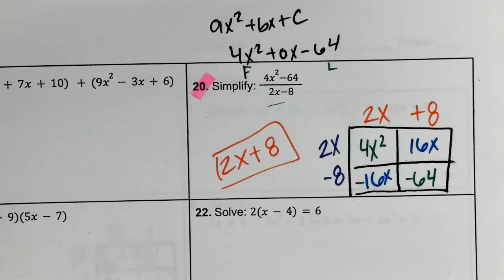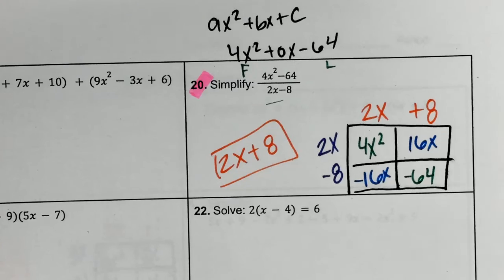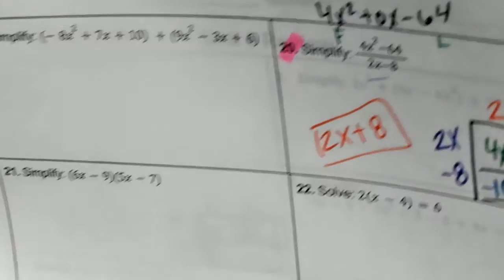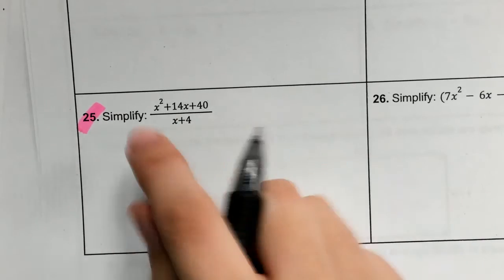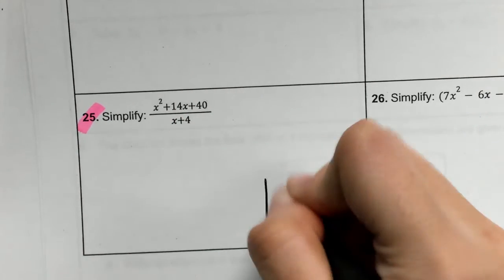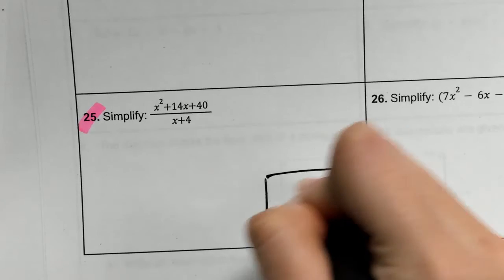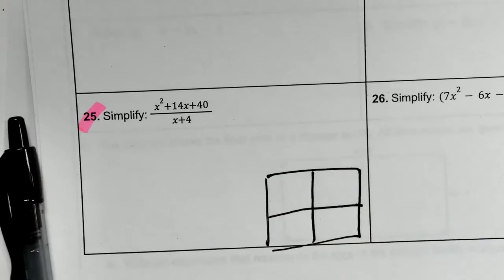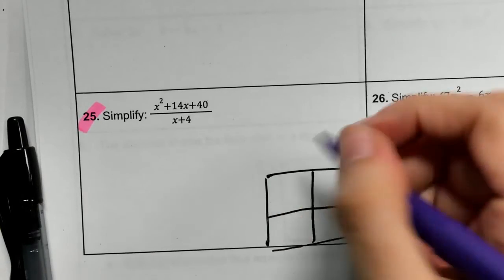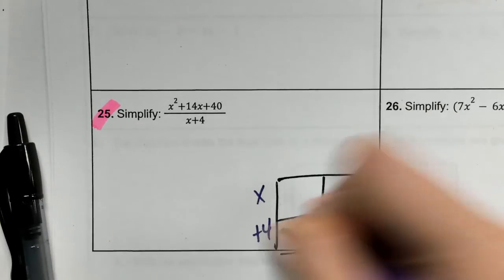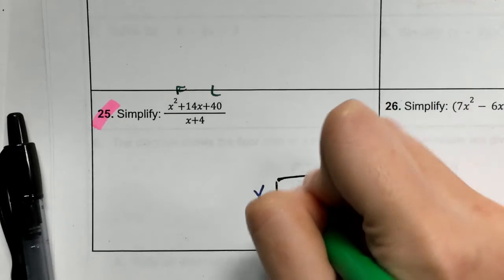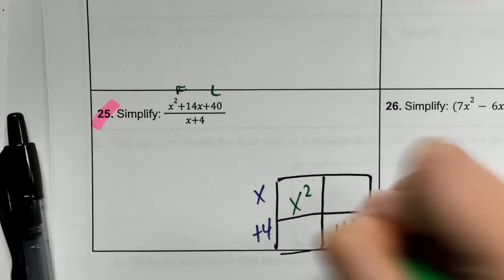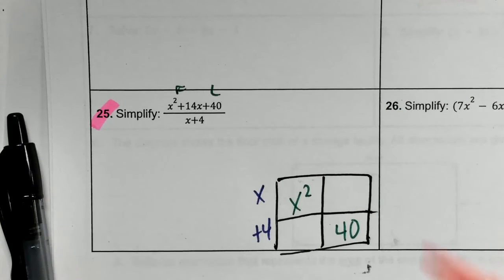Our last question will be question 25, which is the last division question on your exam or on your review. So we see a division bar. This one we have all 3 terms, so we can solve it like normal. We will put in our side parentheses, x plus 4, my first term and my last term. First term is x squared, last term is 40, and work backwards.